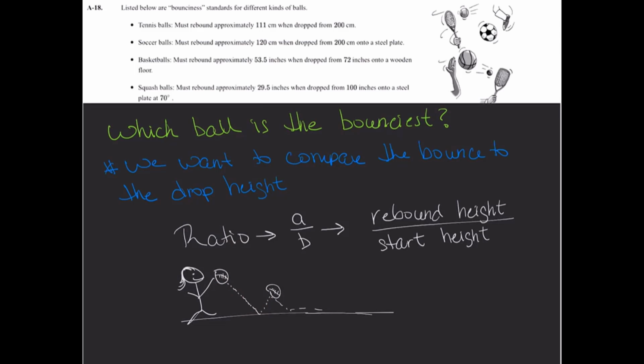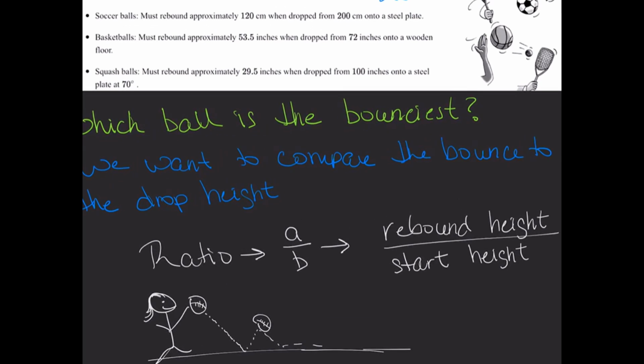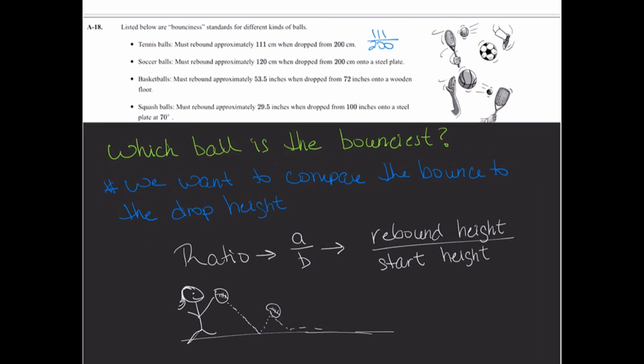If we go back up, I'm going to write it above on all of the examples. A tennis ball has a rebound of approximately 111 centimeters when dropped from 200 centimeters. So when it's dropped a total of 200 centimeters, how far does it come back up? It covers 111 centimeters of that 200 centimeters. A soccer ball rebounds approximately 120 out of 200.